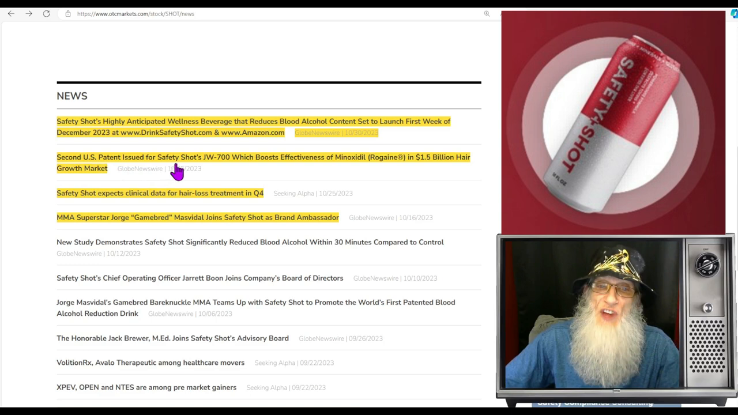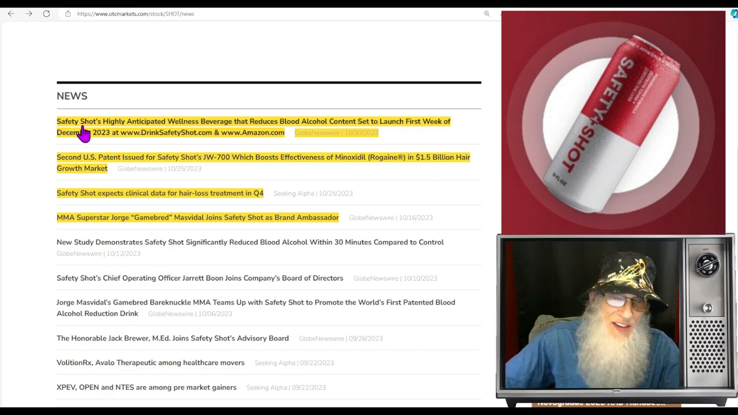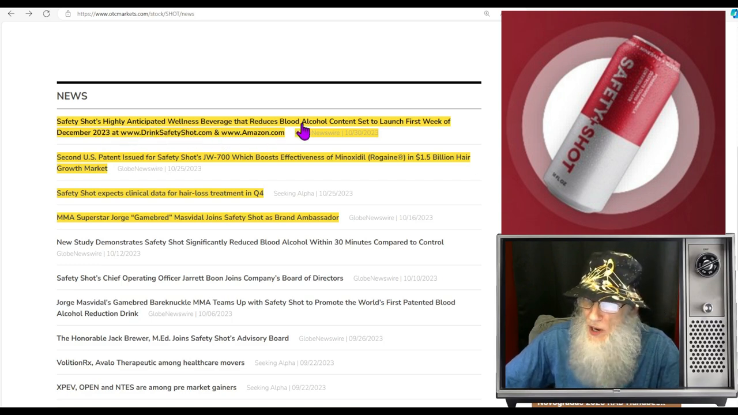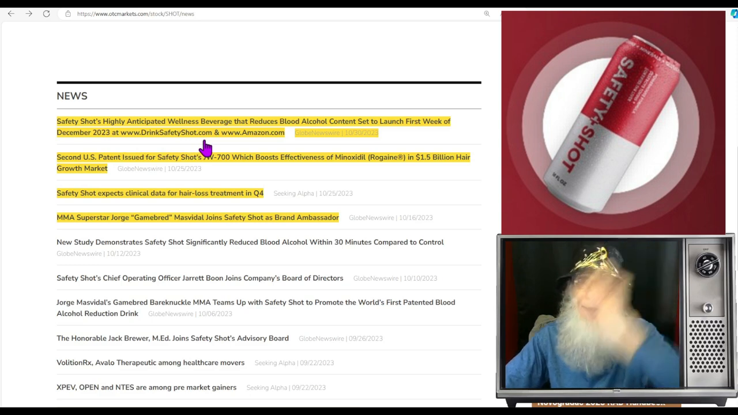A patent is issued for Safety Shot's JW700, which boosts the effectiveness of minoxidil, Rogaine, which is currently a $1.5 billion hair growth market. And then the big news that just came out today: Safety Shot's highly anticipated wellness beverage that reduces blood alcohol content is set to launch the first week of December 2023 at drinksafetyshot.com and Amazon.